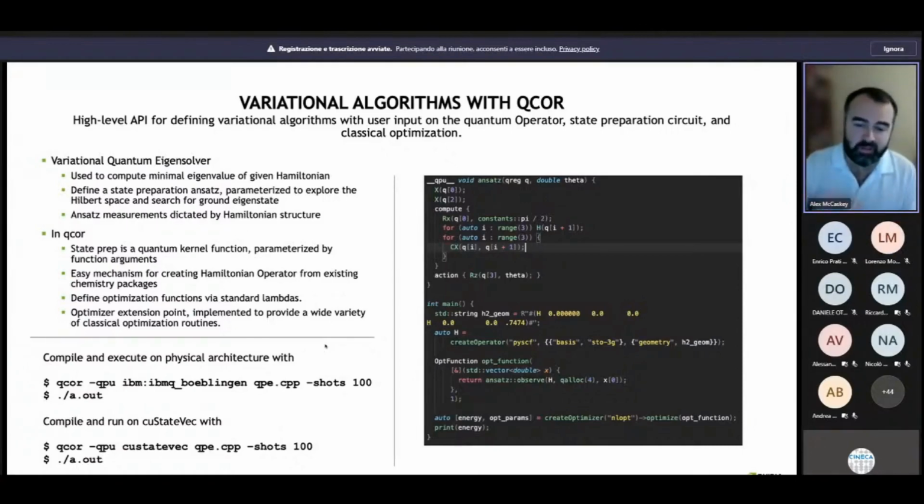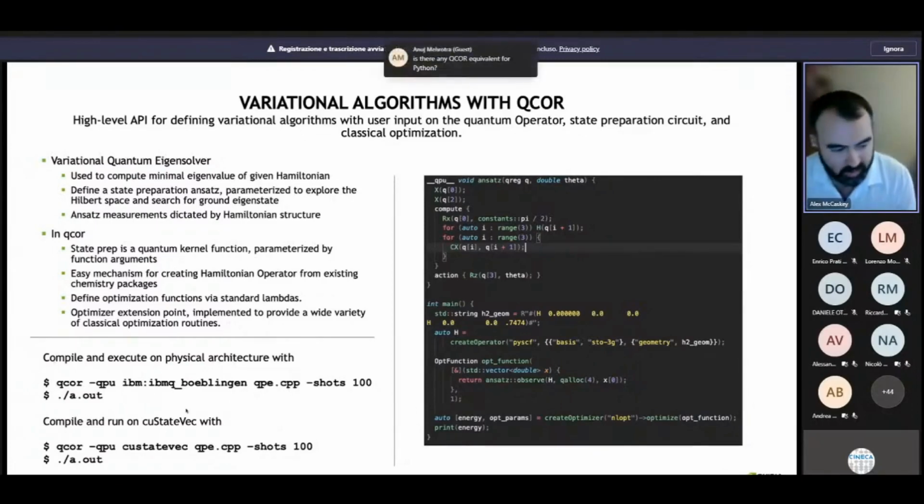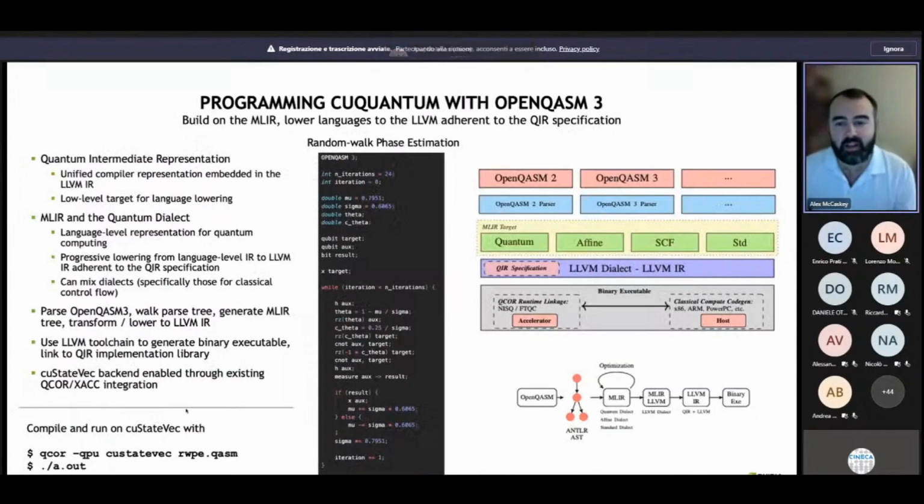So anyway, here's how you would do a variational algorithm. It's fairly straightforward. We have an entire data API for different variational tasks, and the compile step looks the same as before. And you can target whatever backend you're interested in. And then finally, like I said, we're building off of the MLIR infrastructure and targeting the LLVM QIR infrastructure to enable things like OpenQASM3 compilation down to hybrid quantum-classical executables that target whatever QPU backend you desire and specify at the command line.